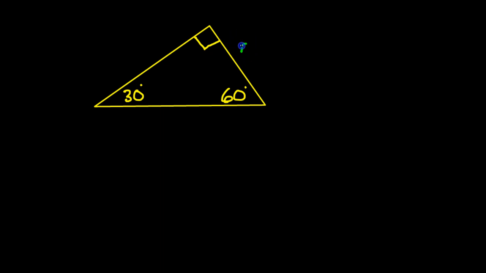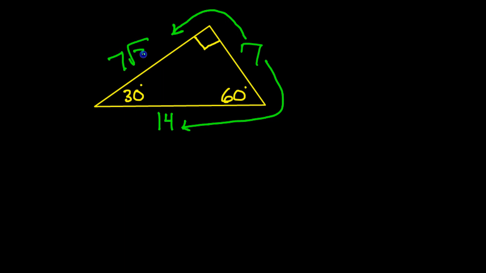Now if we know the short leg, we have it made. For example, if this short leg was 7, then if you want to know the hypotenuse, you just double it. So the hypotenuse will be 14. It's all about the short leg. You double it, you get the hypotenuse. Now if you take that short leg and multiply it by radical 3, that's going to give you the long leg. So this will be 7 radical 3. So if you have the short leg, you can get everything else.